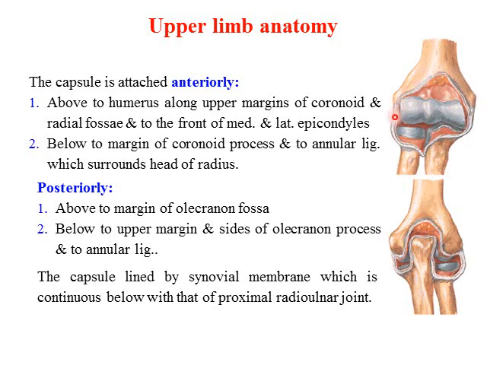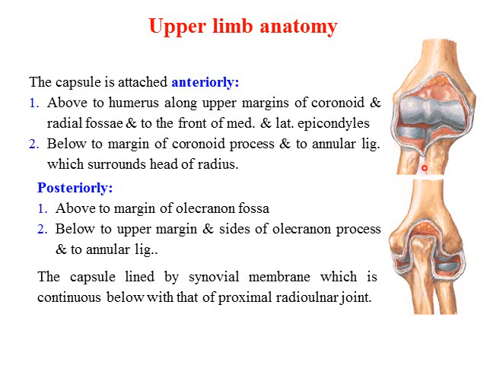which is attached in the front above to the humerus, in front of the medial epicondyle of the humerus, margins of coronoid and radial fossae, and in front of the lateral humeral epicondyle, while below it is attached to the margins of coronoid process of ulna and upper margin of annular ligament which surrounds the head of radius at the level of proximal radioulnar joint.